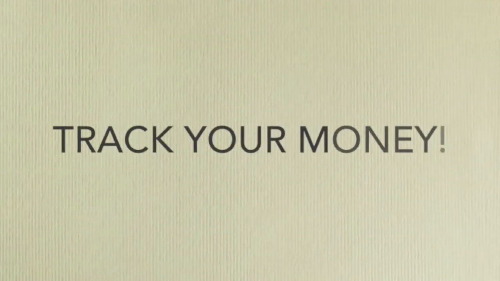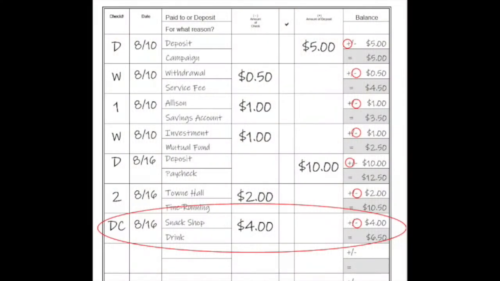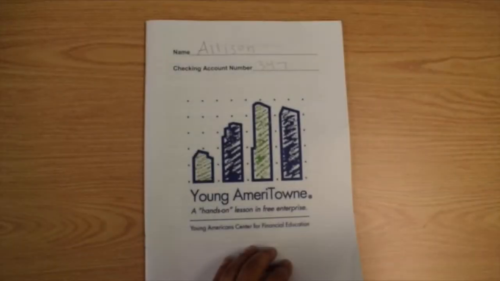As consumers or customers in Young AmeriTowne, it is your responsibility to track the money in your checking account to make sure you don't overdraw your account and have enough money to pay for your purchases. If you went to the snack shop and bought a drink for $4, you would want to properly record this transaction in your checkbook register so you know that you have $6.50 left to spend in your checking account.